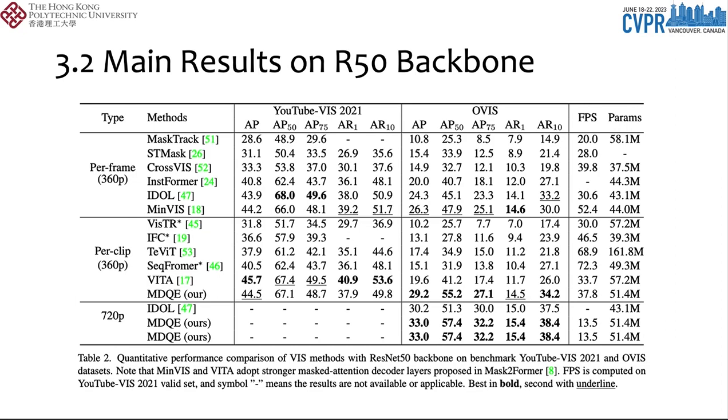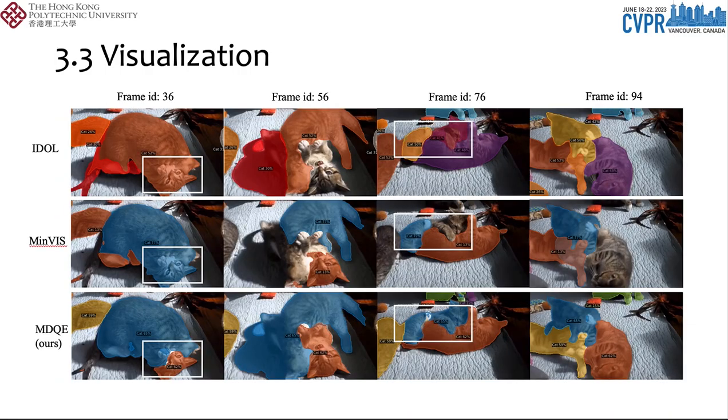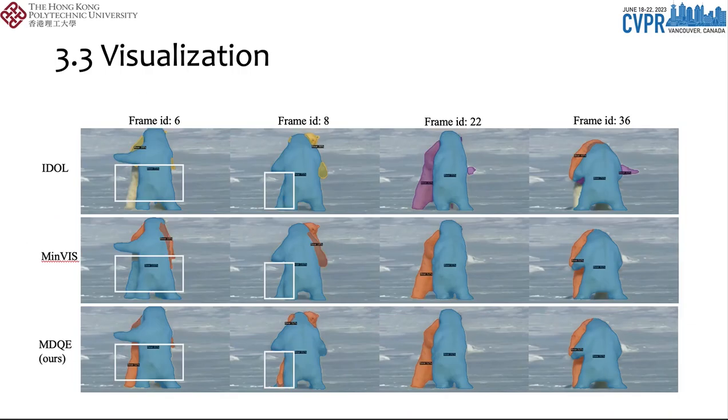The following figures show the predicted instance masks obtained from recently proposed top-performing methods on challenging OVIS videos. One can see that compared to IDOL and MinVIS with per-frame input, our MDQE with per-clip input can exploit richer spatial-temporal features of objects, thereby segmenting occluded objects better.